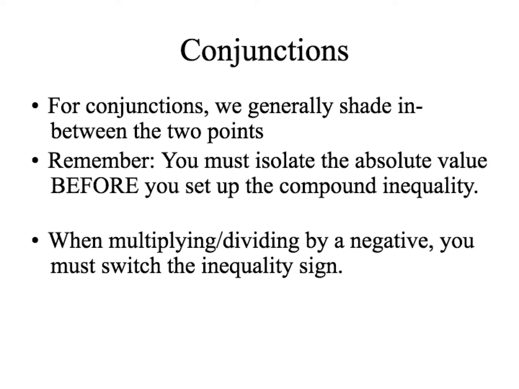So here are a few things to remember for conjunctions. For conjunctions, we generally shade in between the 2 points. Again, it's generally, so it's not always, but generally shade in between the 2 points. Remember, you must isolate the absolute value before you set up the compound inequality. So a conjunction is also known as a compound inequality.